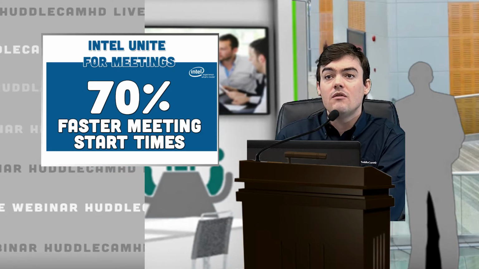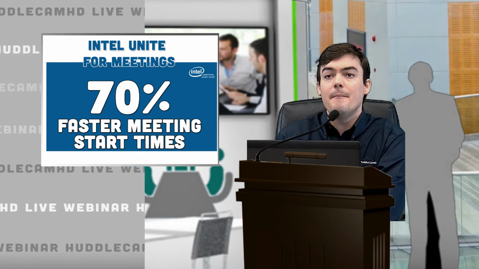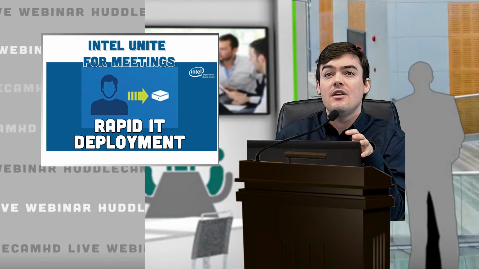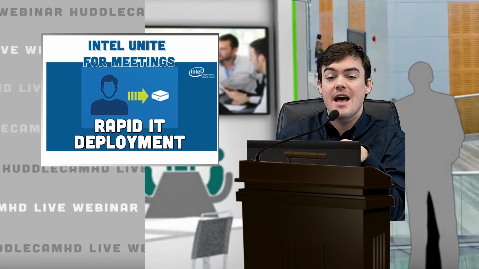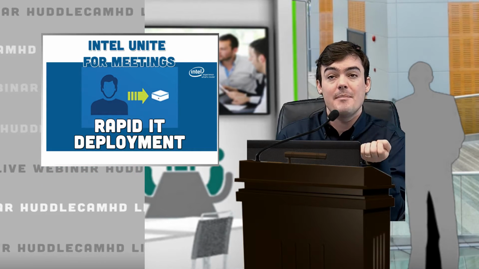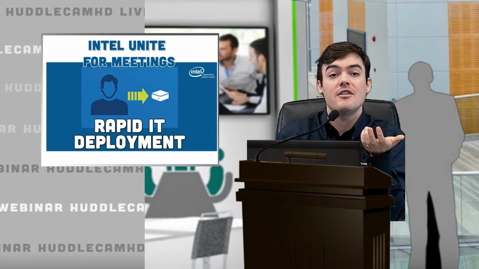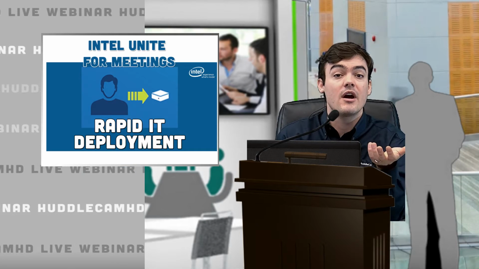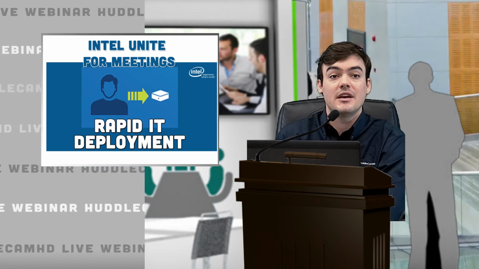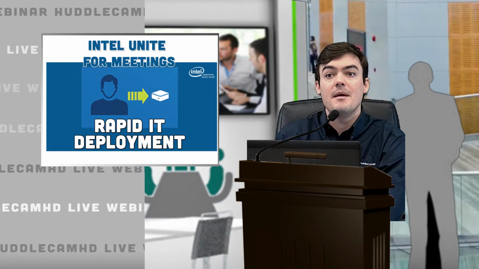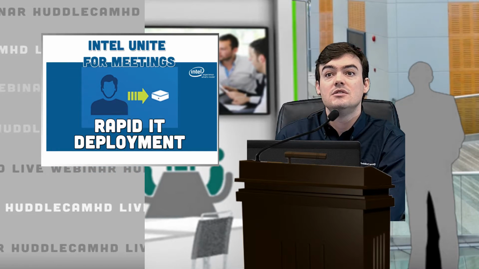So let's go over a couple of the major benefits. One of the major benefits is you can lock down the Intel Unite software as an appliance. That means IT departments can rapidly deploy these without having to worry about end users tampering with the Windows software or applications. That's a really good thing, and it makes it really easy to use.